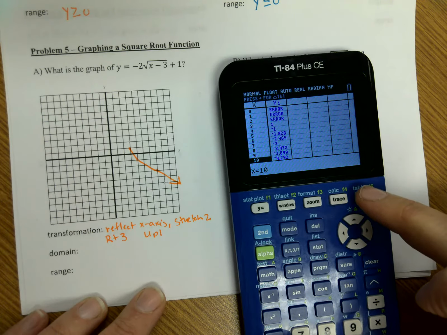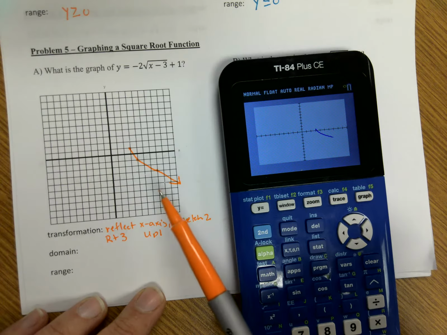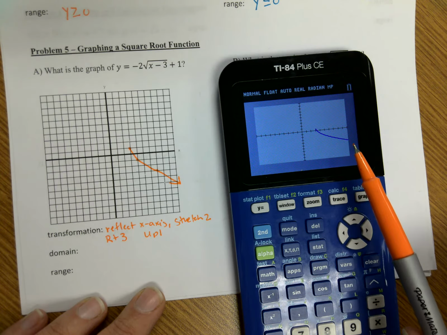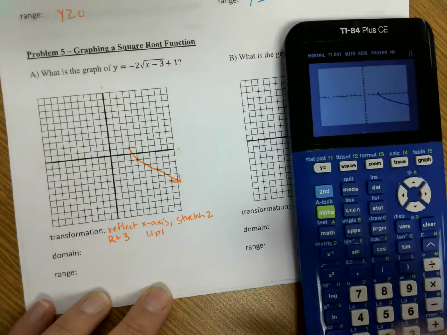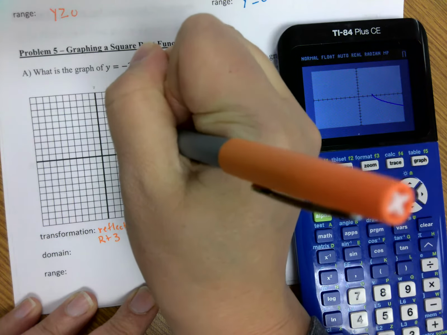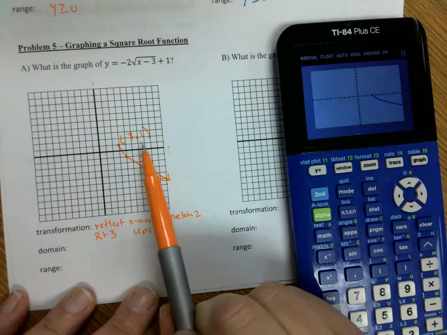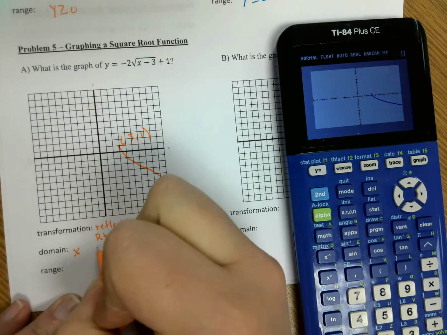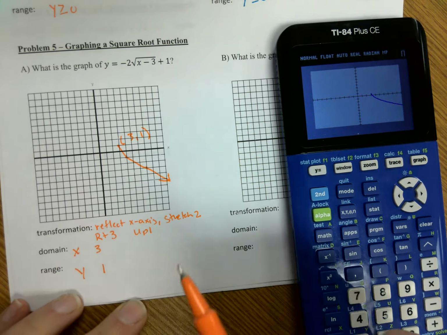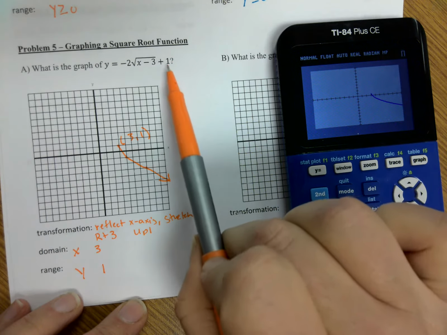You should always be able to check your graph. The graph that you draw should look somewhat like this graph, and it does. Now I'm going to deal with my domain and range. This point right here, which is a 3, 1, that's the point I'm using for my domain and range. So x is with 3, that's my domain. My range is with the 1. Again, it moved right 3, up 1.